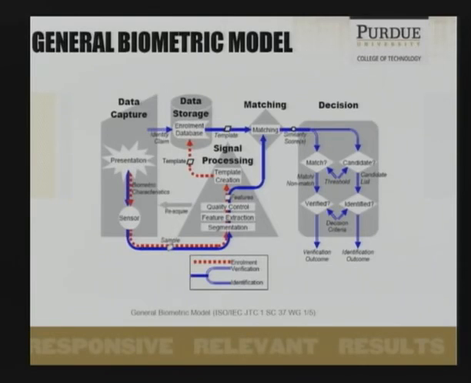Now, the really nice thing about biometrics is that typically it all follows the same model, regardless of modality, which is kind of nice in some respects. If you take a look at that chart, there are data capture, data storage, signal processing, matching, and decision silos. You can see that there are two different lines that go through that figure. The red dotted line is the enrollment line, and the blue line is the verification or identification or recognition line.